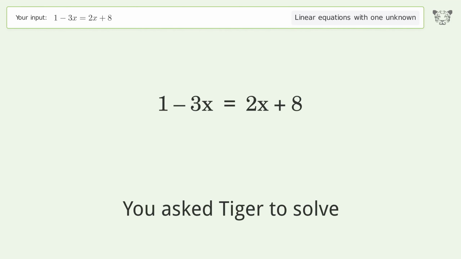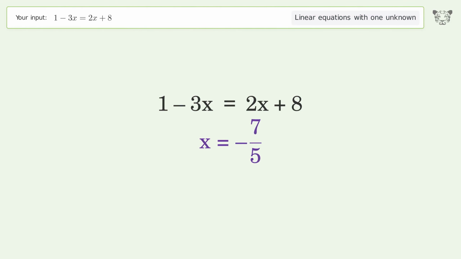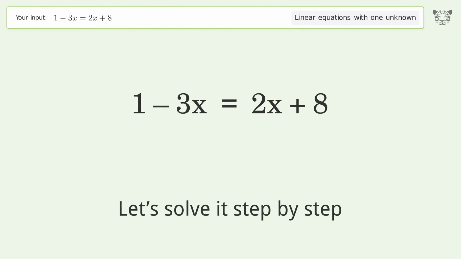You ask Tiger to solve this. It deals with linear equations with one unknown. The final result is x equals -7/5. Let's solve it step by step.